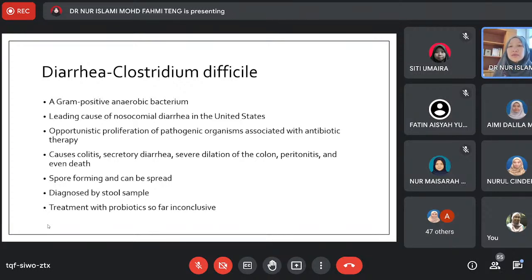And how can we diagnose this type of diarrhea? You can diagnose it by stool sample. Treatment with probiotics is so far still inconclusive, although some may show good results. We know that there are practitioners who believe in probiotics, but some do not, and there is still no strong evidence to say that probiotics may help.